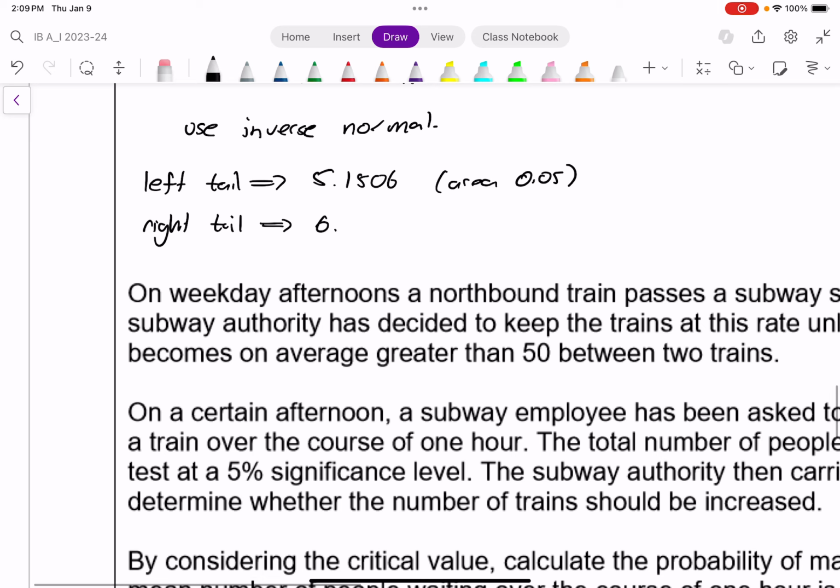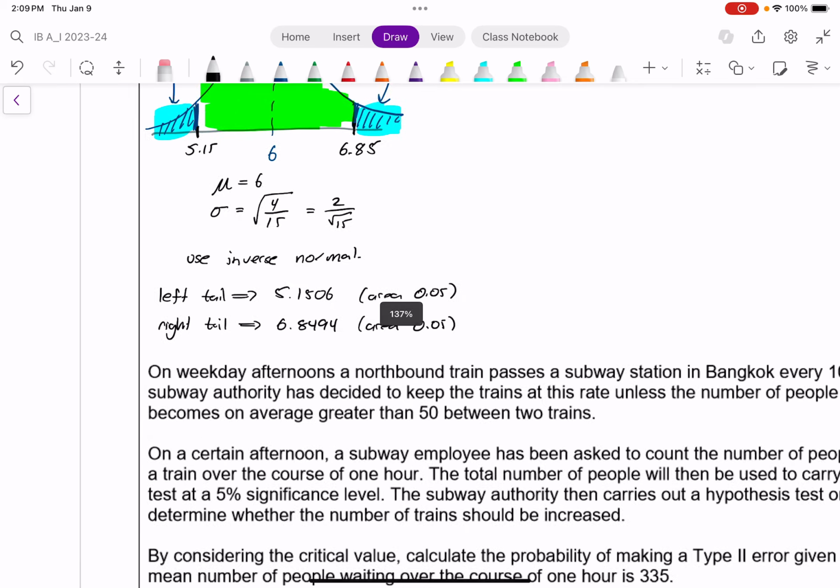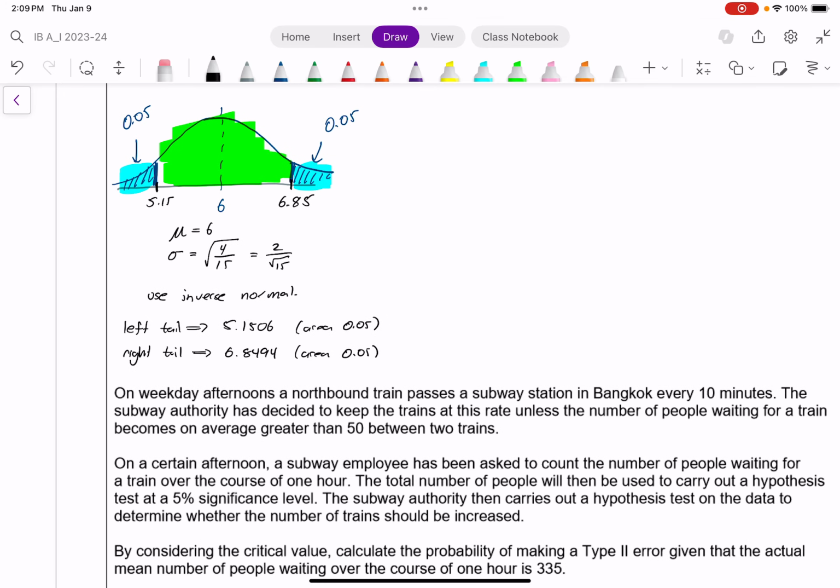So, a few more significant figures. I got 6.8494. And again, that refers to that area of 0.05. Or again, if you can, just find the region in the center. If you use the inverse, if your calculator can, this area in the center that I'm highlighting in green is 90%, and you should get the same two values.